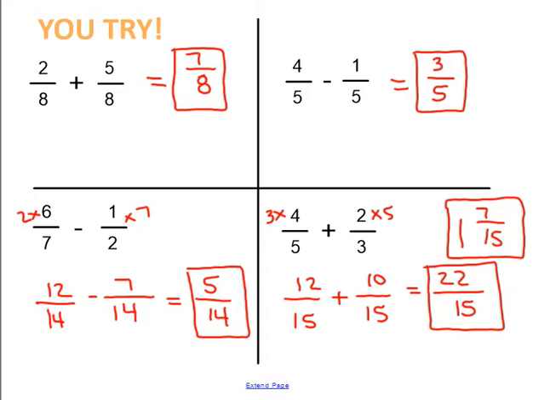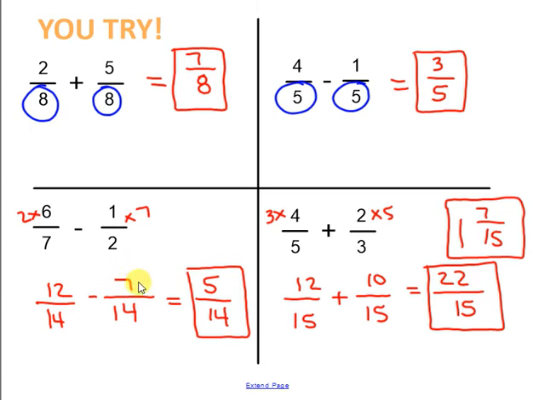All right, go ahead and hit the pause button if you're not done so that you can finish before I go over them. And so this top one up here, we had the same denominator of 8. So all I had to do was add the top. 2 plus 5 is 7, and I have 7 over 8, and I cannot simplify it. Right over here, I also had the same denominator of 5. So I just subtract this time. 4 minus 1 is 3. Bring the 5 over, and I cannot simplify it anymore.